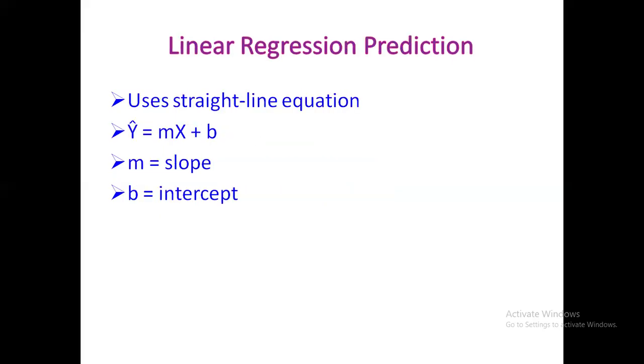Next, linear regression prediction. In simple linear regression, the model predicts the output value using the linear equation y hat equals mx plus b, where m represents the slope and b represents the intercept of the line. The slope determines how steeply the line increases or decreases. This is the basic equation we have studied in lower classes in school, while the intercept determines where the line crosses the vertical axis.